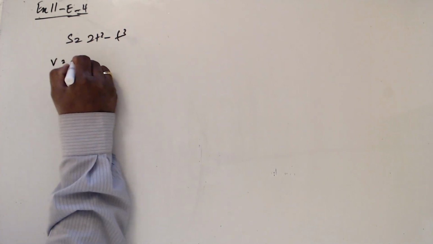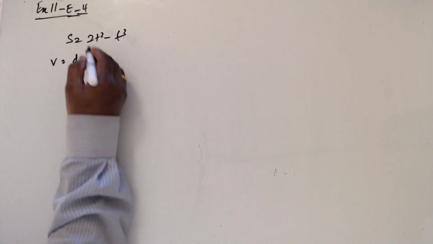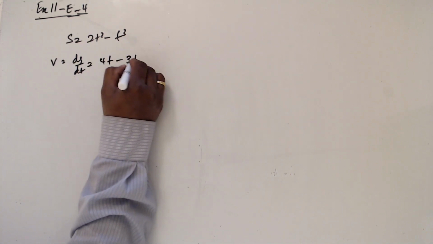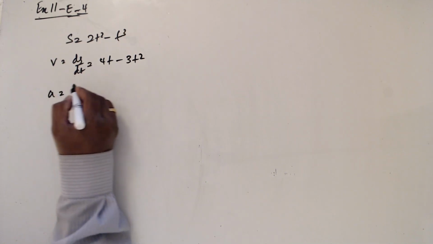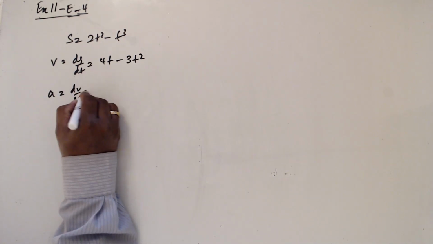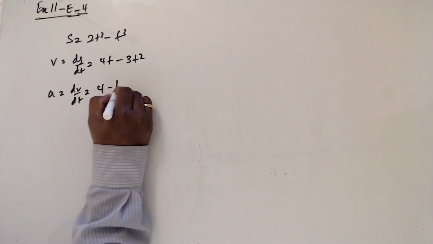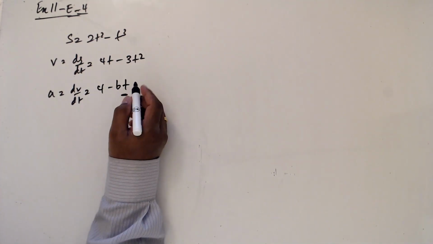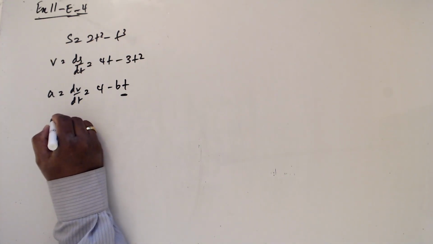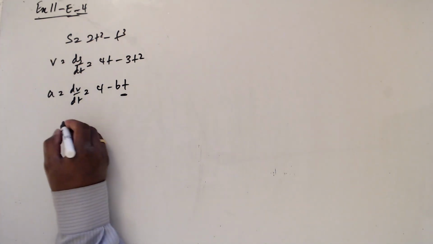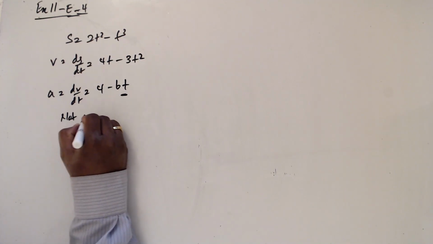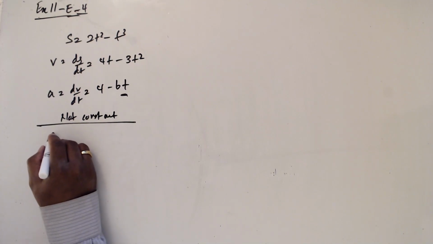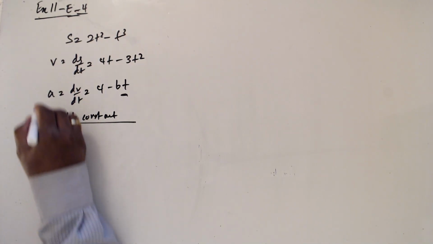So v equals ds over dt. When you differentiate, you get 4t minus 3t square. Then a equals dv over dt. So this is 4 minus 6t. So this depends on t. So in here we know that this is not constant, it depends on t.